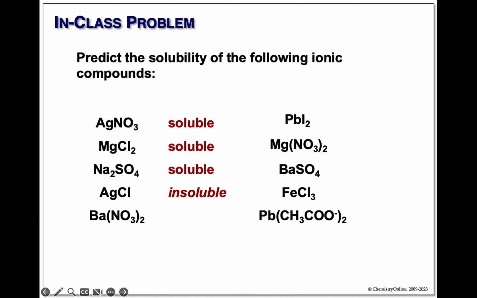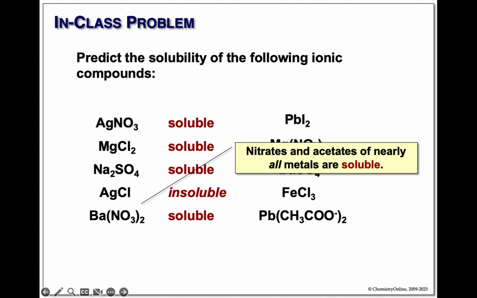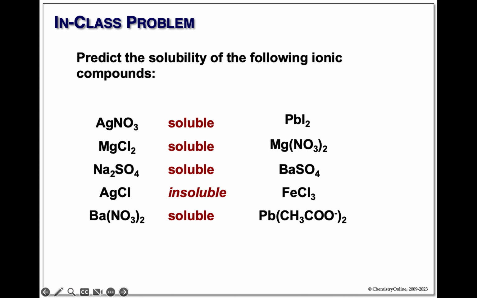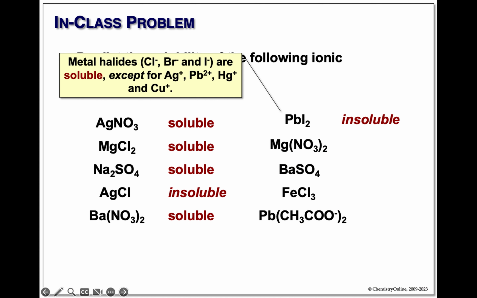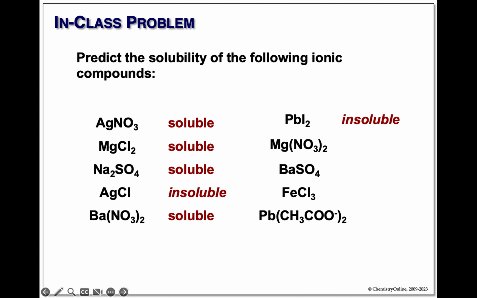This is a nitrate. Virtually all nitrates are soluble. We just saw beautiful lead iodide being formed. It forms because most metal halides are soluble, except for silver, lead, mercury, and copper. It's a nitrate. We know this by now. If it's a nitrate, it is soluble.